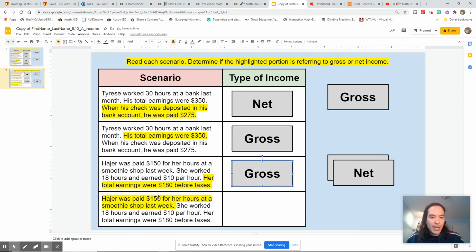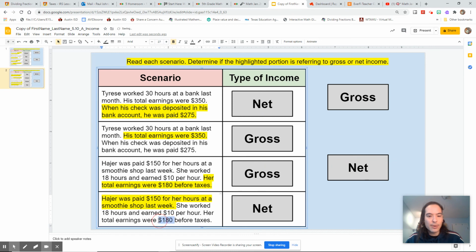Finally, Hyra was paid $150 for her hours at a smoothie shop last week. She worked 18 hours and earned $10 per hour. Her total earnings were $180 before taxes. So on this top part, it says $150. She was paid. The amount that you actually get paid is your net income. So gross is most, net is less. Gross was 180, net was 150. This is the highlighted part. So that's your net.